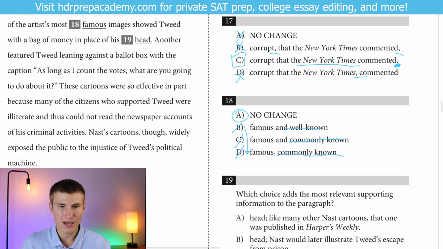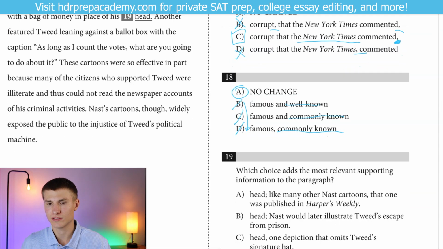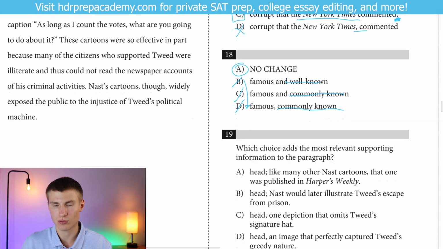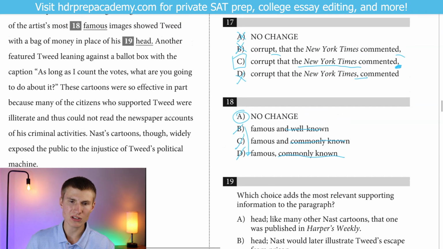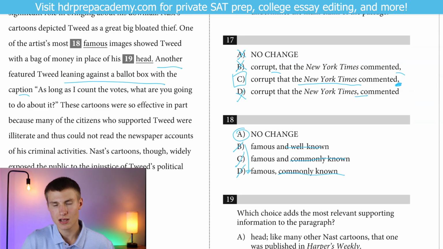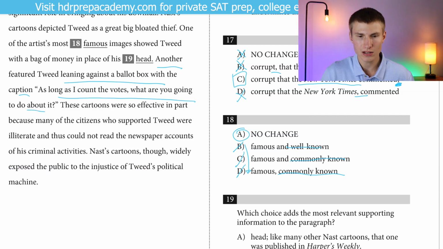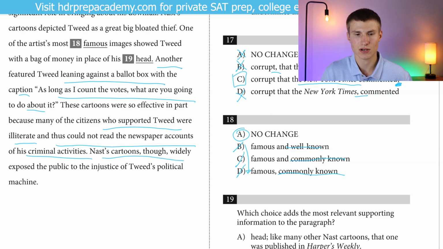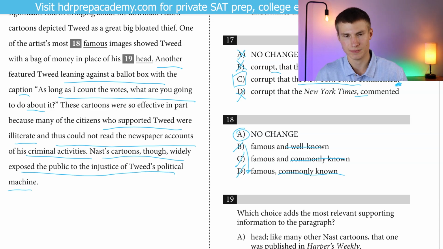We have, "the image showed Tweed with a bag of money in place of his head." Now we're told, which choice adds the most relevant supporting information to the paragraph? Well, let's read on a little bit for more context. "Another featured Tweed leaning against a ballot box with the caption, 'As long as I count the votes, what are you going to do about it?' These cartoons were so effective in part because many citizens who supported Tweed were illiterate and thus could not read the newspaper accounts of his criminal activities. Nast's cartoons, though, widely exposed the public to the injustice of Tweed's political machine."